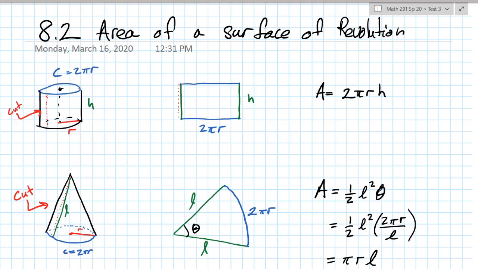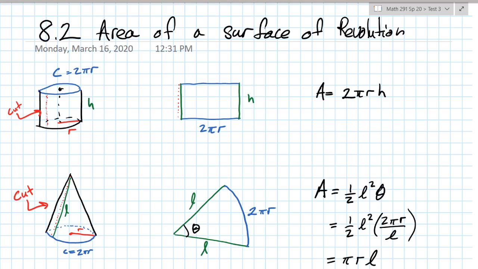If we take a cylinder and we cut it along its edge, we can unfold it to end up with a rectangle. And we know that the area of a rectangle is the base times the height. So the surface area of our cylinder, just looking at the edges, not the top or the bottom, is just 2 pi RH.